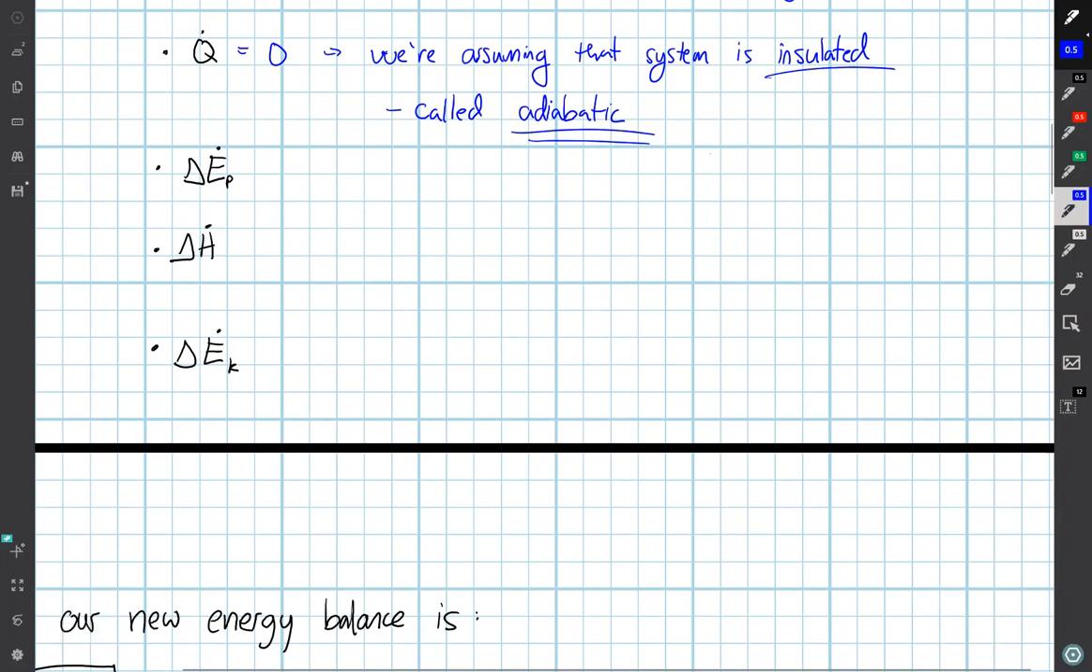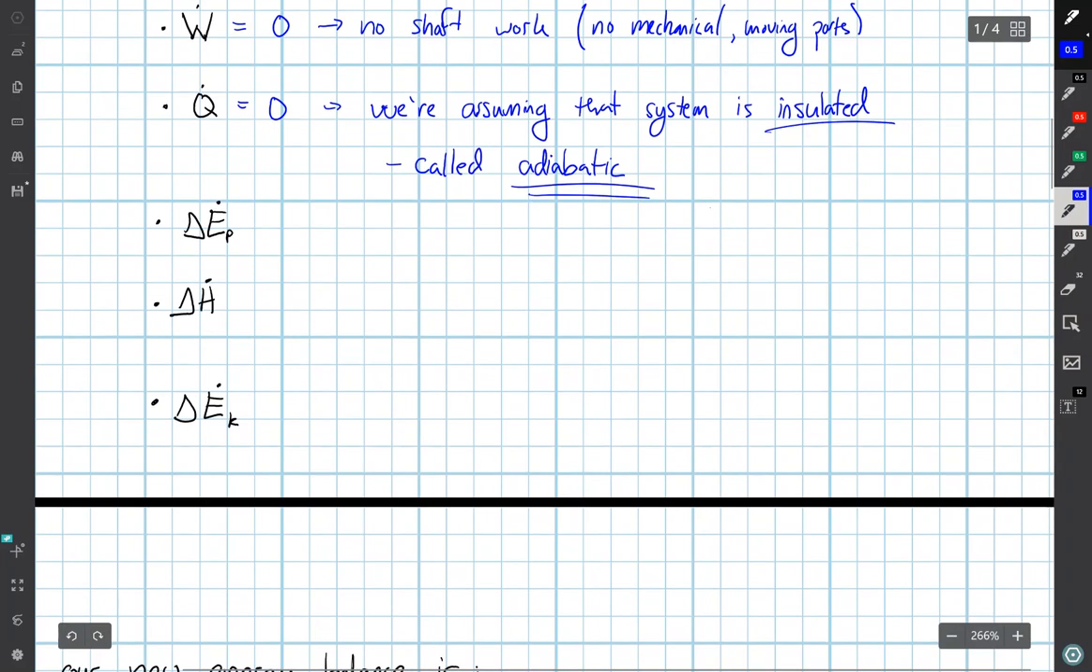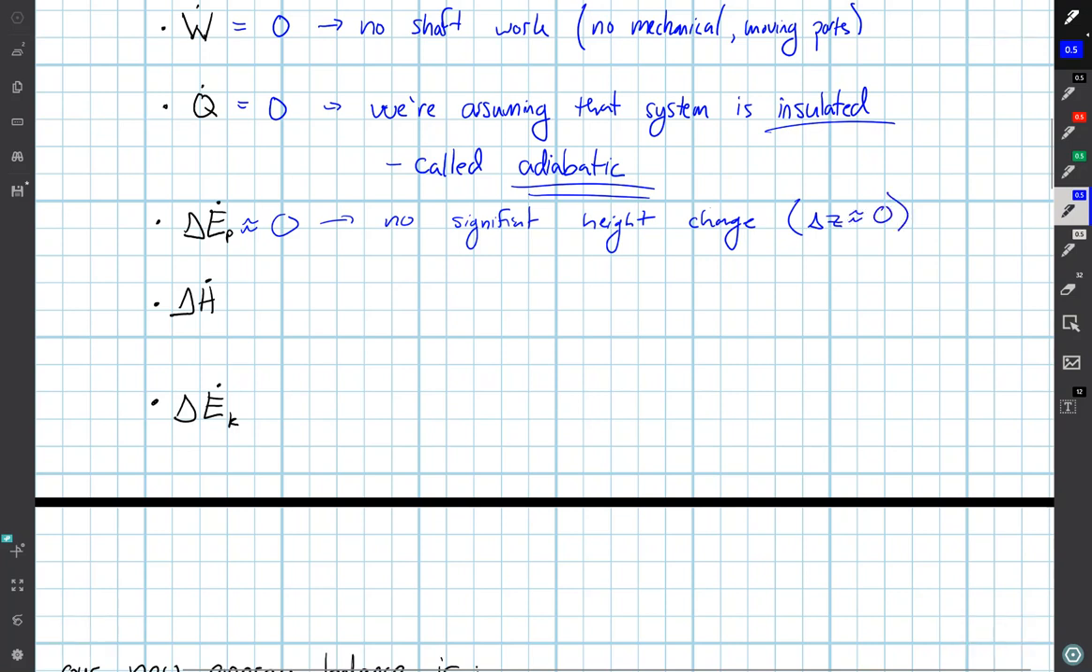Now, the next one on our list is potential energy. If we don't have any significant height change, then the change in potential energy is about 0. So delta Z is basically equal to 0. It's a horizontal nozzle, so we wouldn't expect any significant height change.